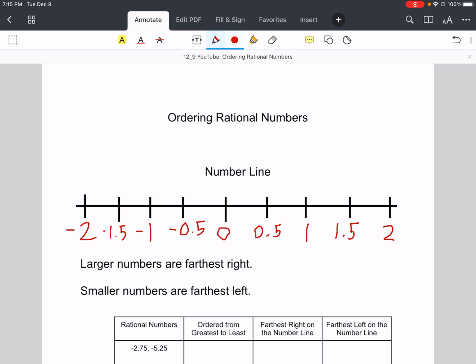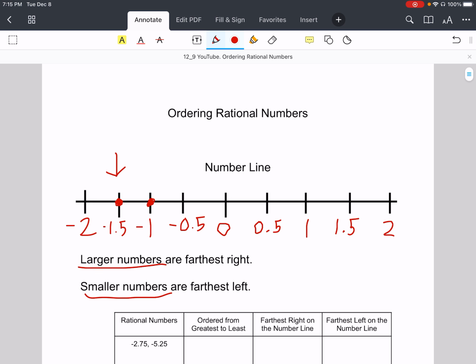And we want to remember that number lines are nice even though they're slow, because we can see that the larger numbers are going to be farthest to the right and smaller numbers are going to be farthest to the left. So we can say with confidence that negative 1.5 is smaller than negative 1, because negative 1.5 is to the left.